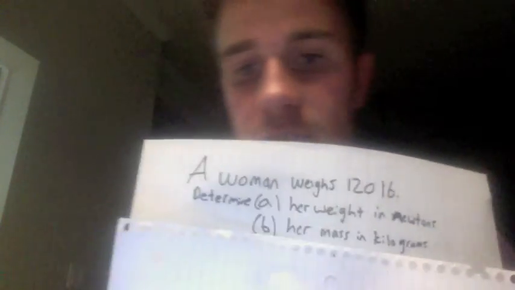The problem I will be working out is number 1 from the book, chapter 5. It deals with Newton's second law, and it states: a woman weighs 120 pounds; determine her weight in newtons and determine her mass in kilograms.